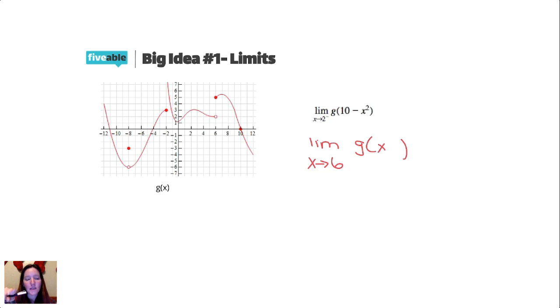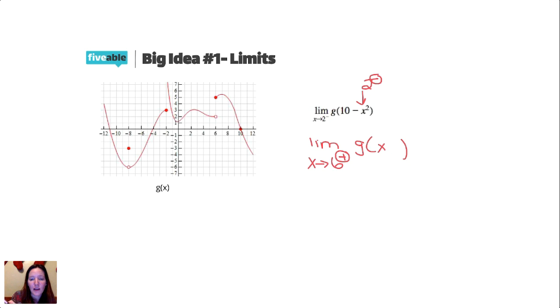So if I get a number that's a little bit smaller than 4, then when I do 10 minus a number that's a little bit smaller than 4, I actually get a number that's a little bit bigger than 6. Let me walk through that one more time just so you can follow it, right? In this one, I'm plugging in a number that's a little bit smaller than 2. When I square that number, it's a little bit smaller than 4. So when I do 10 minus a number a little bit smaller than 4, I get a number that's a little bit bigger than 6.